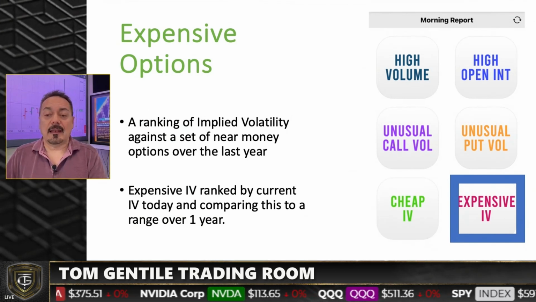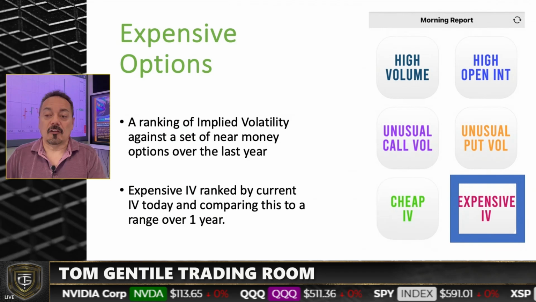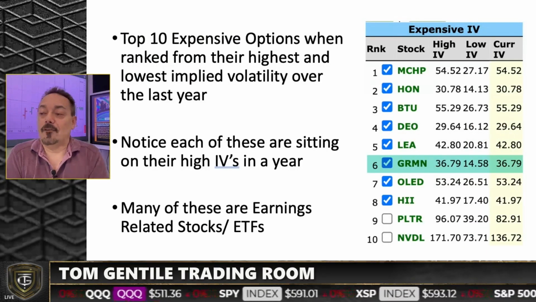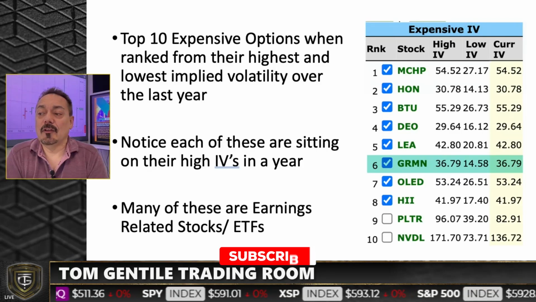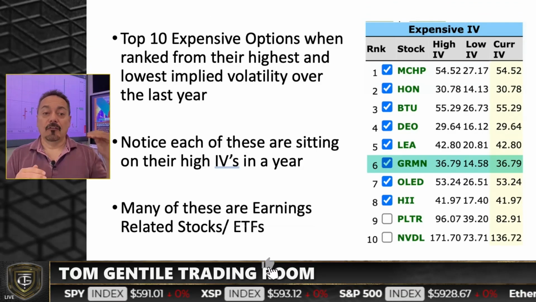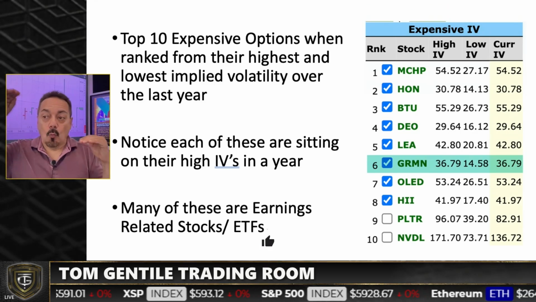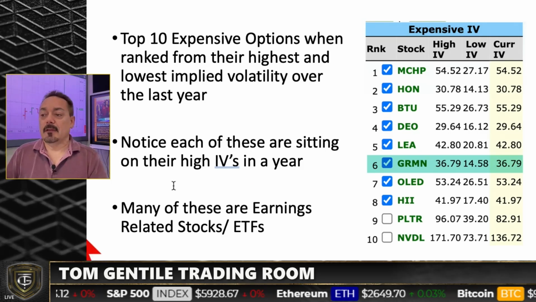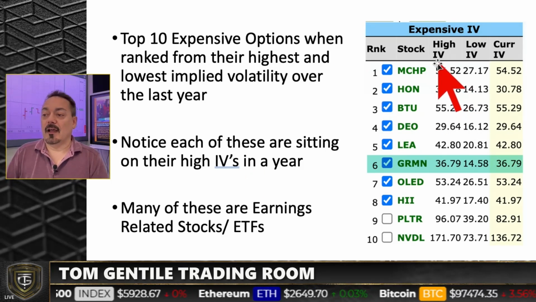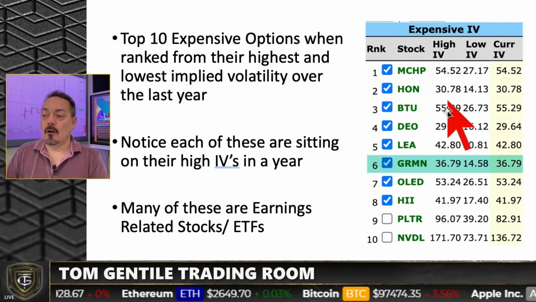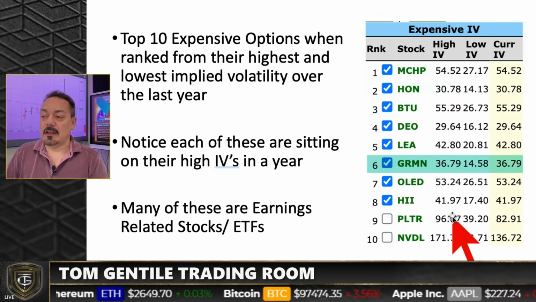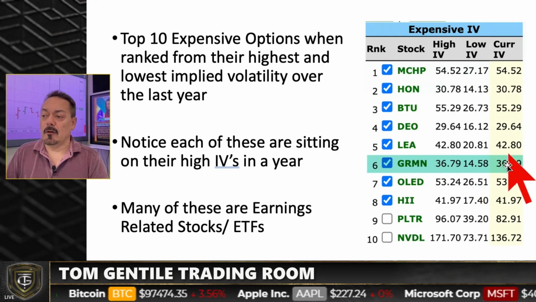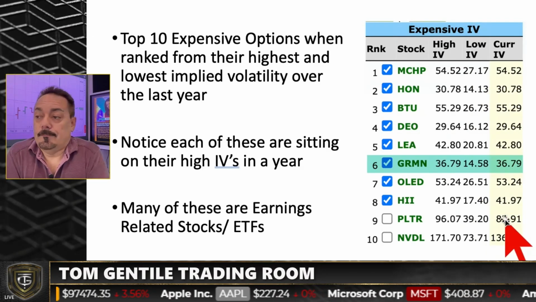I want to look at the last one, the most expensive options. So when I look at the top 10 most expensive options, I see where is the low, where is the high, where are we right now? The highest, the lowest, and today. As you can see here, here is the highest implied volatility for the top 10 I see on the screen. Here is the lowest implied volatility for the top 10 on the screen. Here's where we are coming into this morning.